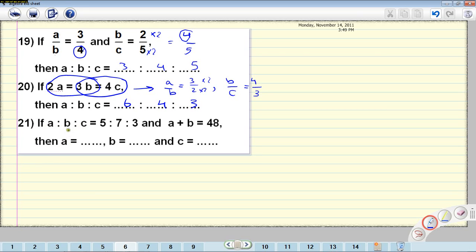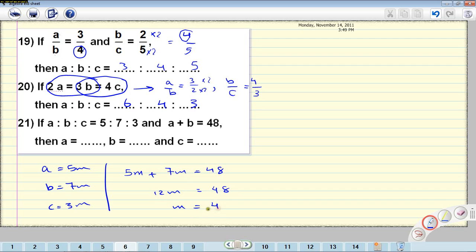For number 21, a to b to c is 5 to 7 to 3. So a equals 5m, b equals 7m, and c equals 3m. And a plus b equals 48. So 5m plus 7m equals 48, which is 12m equals 48, divided by 12 divided by 12. So m equals 4. And once I get m, I'm going to replace each m here by the numerical value of m. So a equals 4 times 5, it's 20.